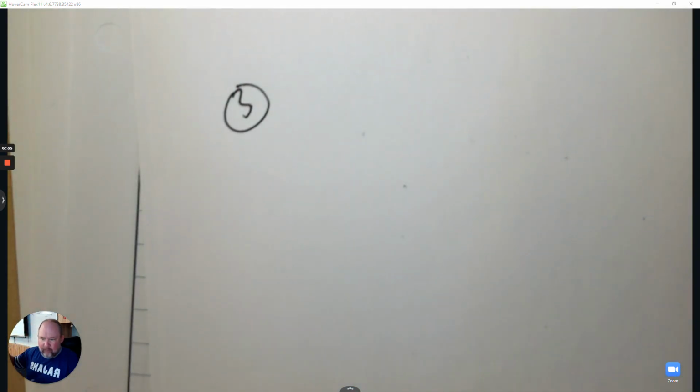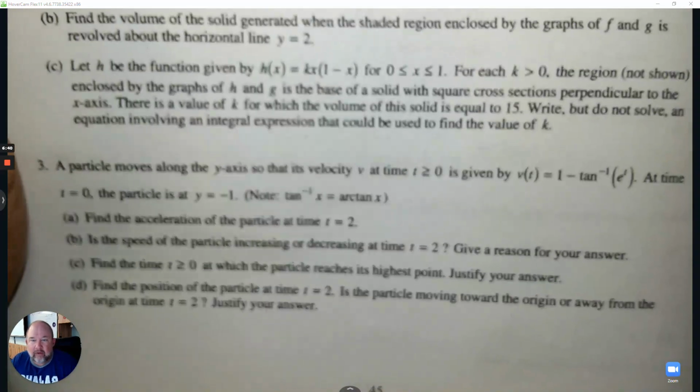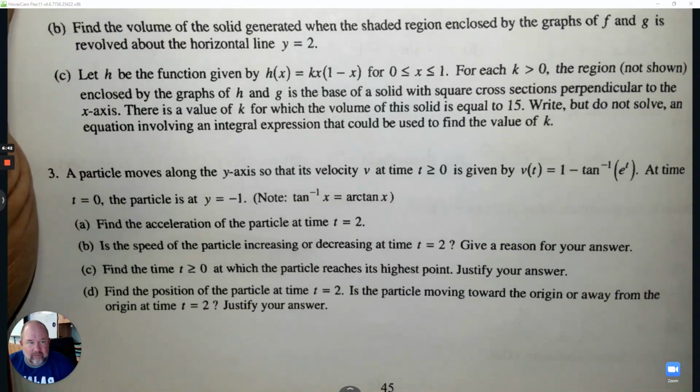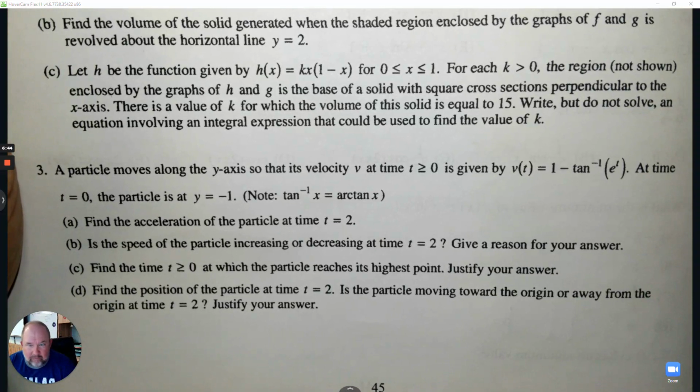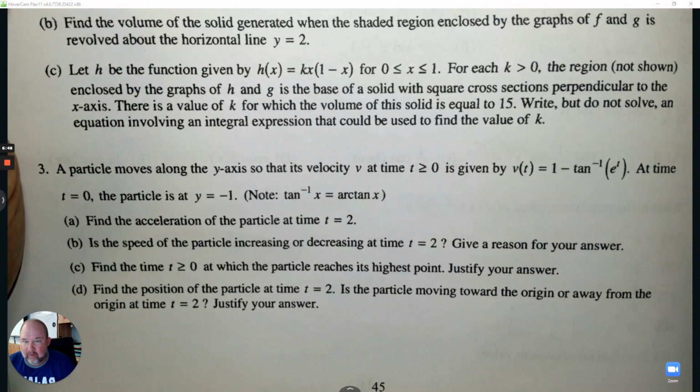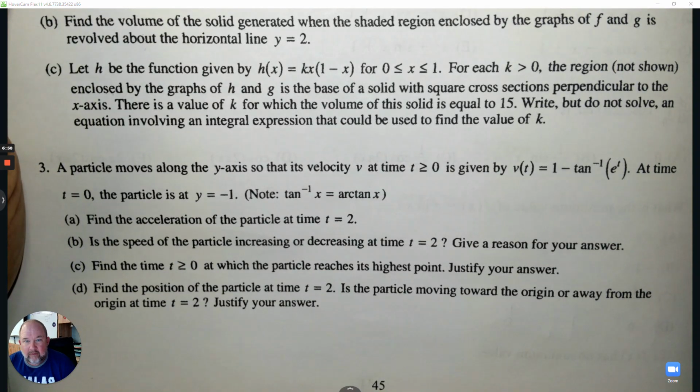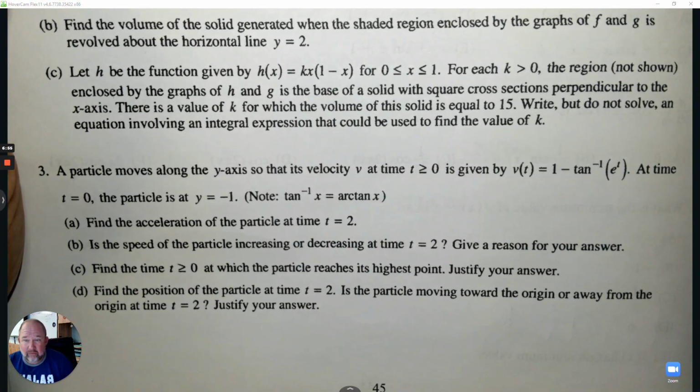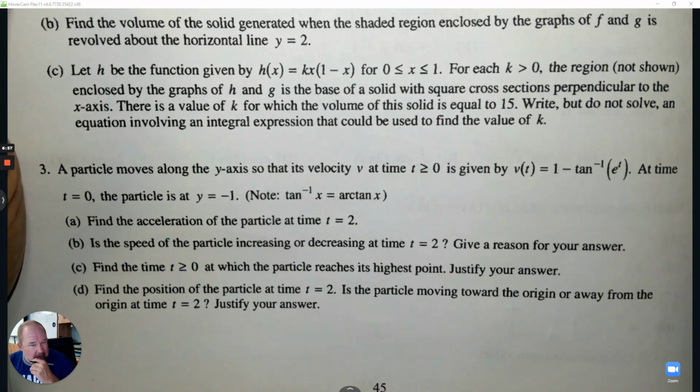Number 3. You should try it first. You should read it first. You should think through it first. A particle moves along the y-axis so that the velocity is given by that equation. At time t equals 0, the particle is at y equals -1. Notice that it's along the y-axis, so it's going up or down, not going left or right.